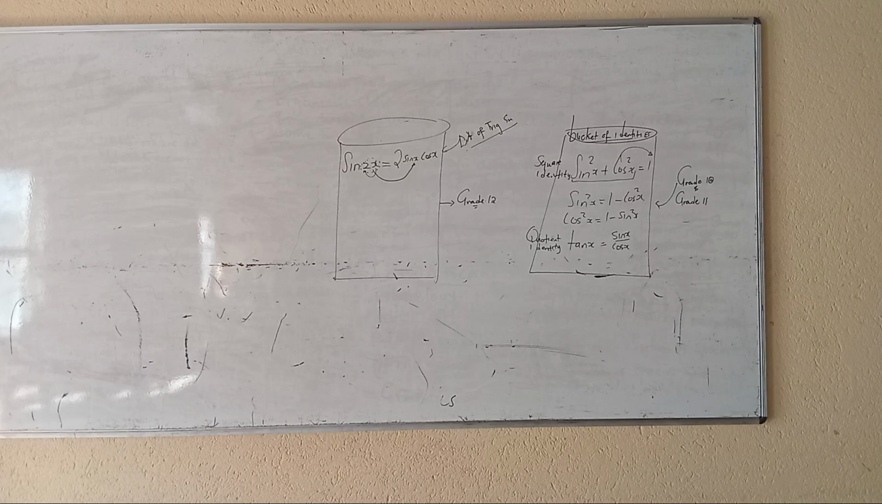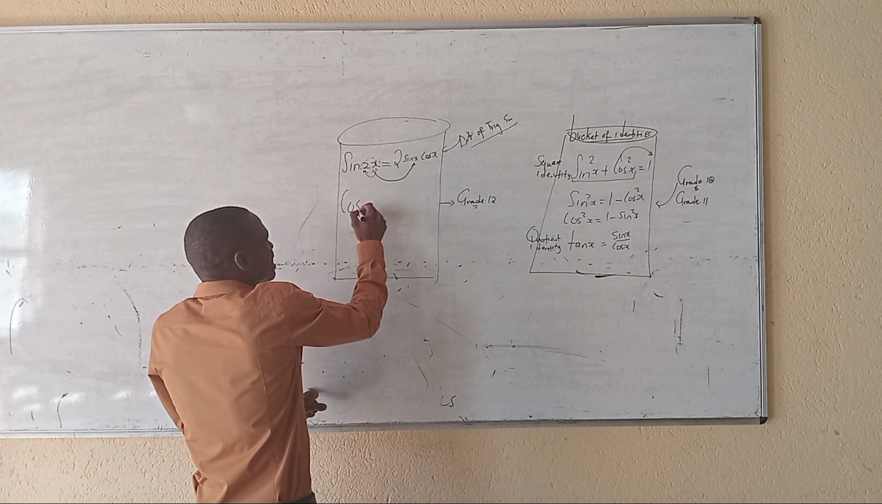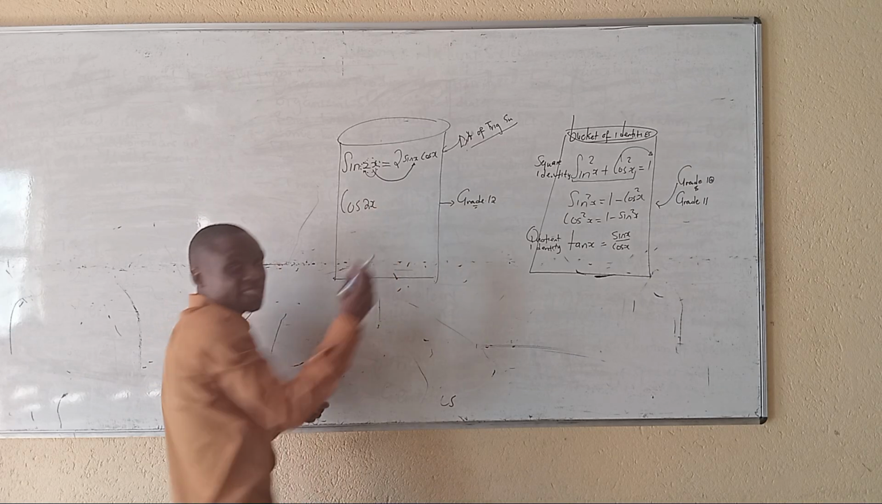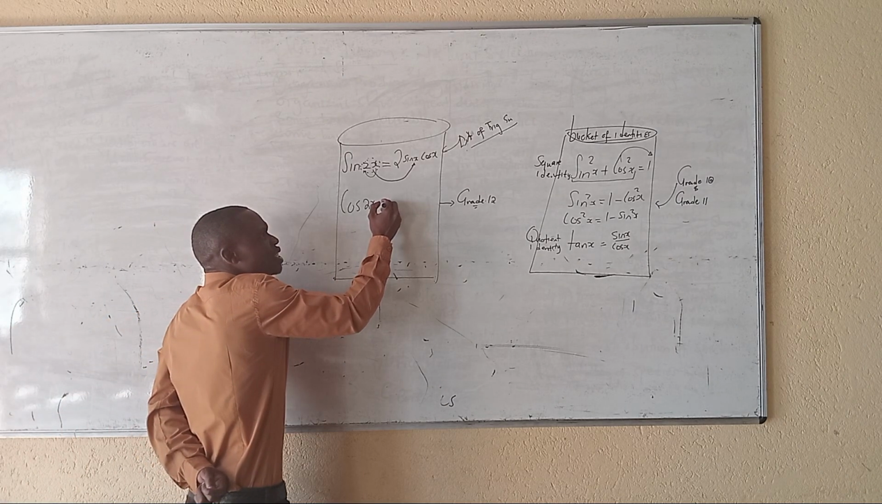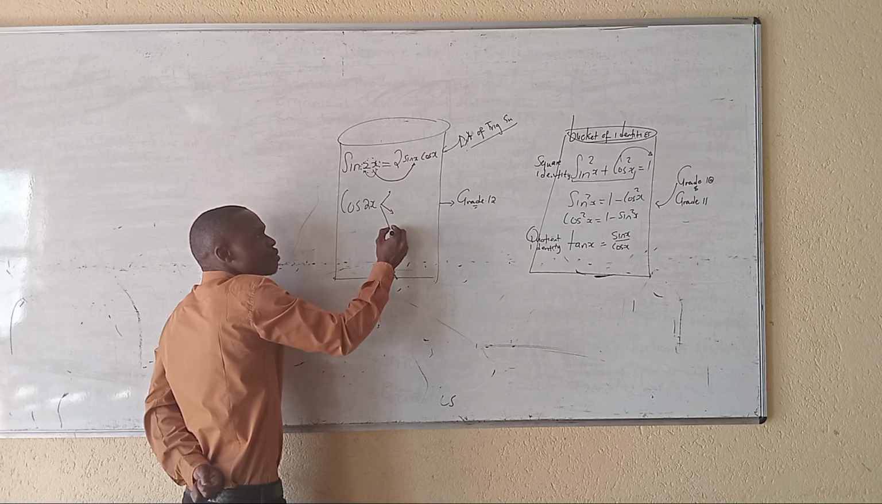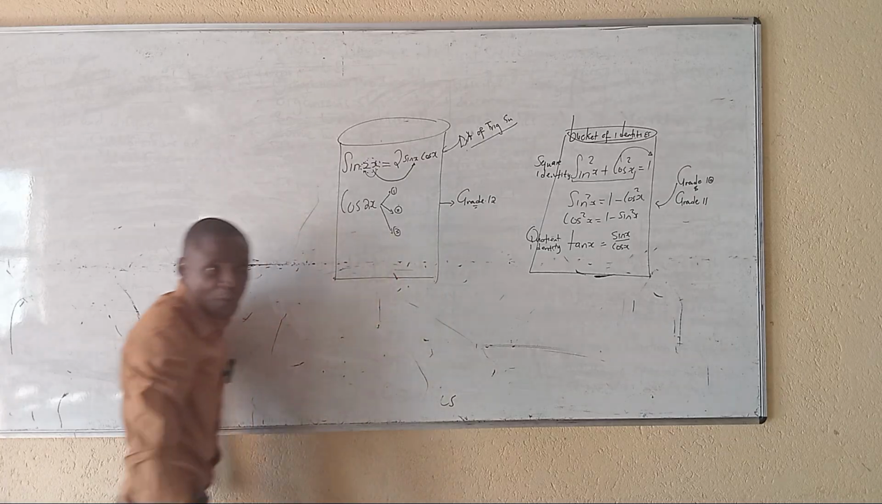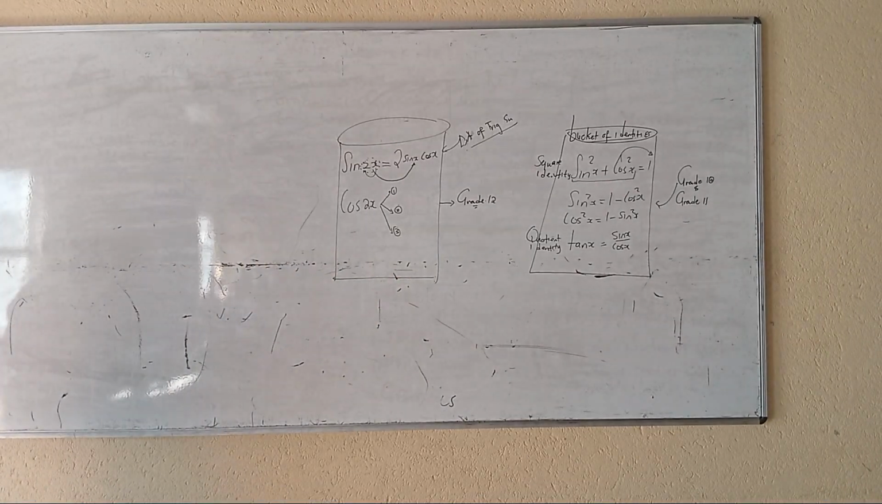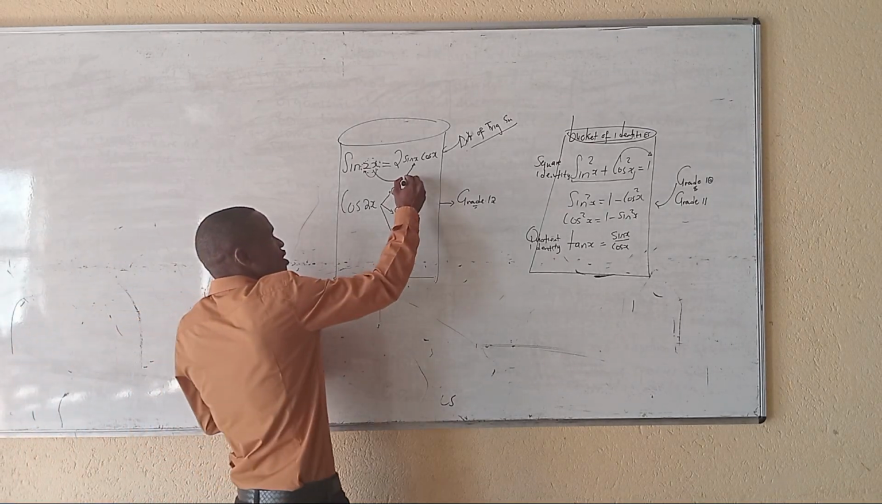Now let's go to cos 2x. We are still going to talk about the double angle identity, but this time we are focusing on cos. So we must know the double angle identity of cos. And yesterday we said this cos 2x is equivalent to 3 guys. One, it's cos squared x minus sine squared x.